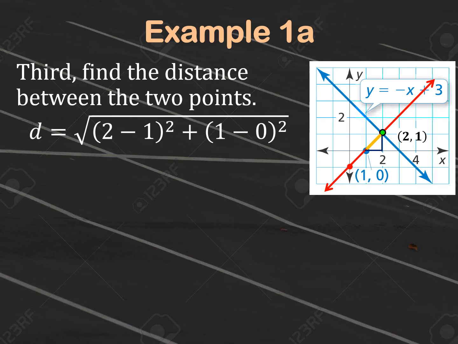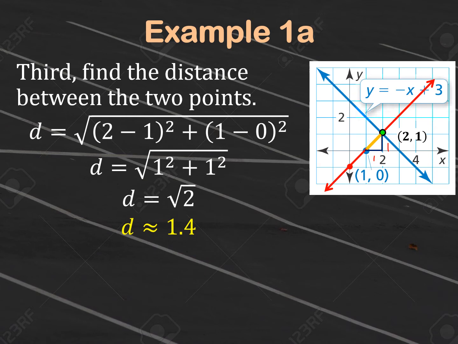Or you can find the length of each side of the right triangle. You notice that one's 1. That one's also 1. So the distance of that orange segment is the square root of 1 squared plus 1 squared, which is the same thing that you would get if you used the distance formula. So the distance is the square root of 1 plus 1, or 2. The square root of 2 is about 1.4. So all that work is to find the distance between two points.